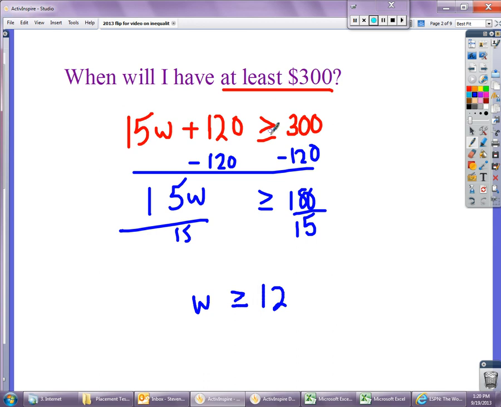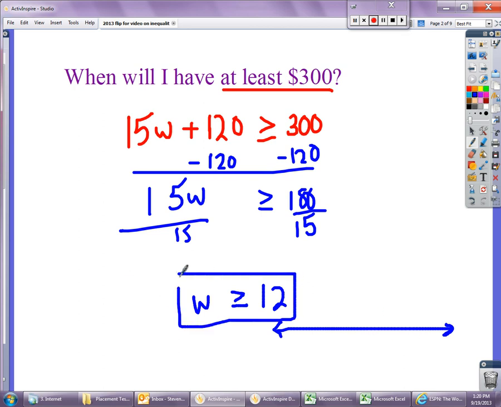And that makes sense, because at 12 weeks, you're going to make $300. Well, if you add another week, like say you worked 13 weeks, you're going to have more than $300. So this would make sense. If you want to have at least $300, you could have a 12. So W is greater than or equal to 12. This is the answer, but we want to represent it graphically. We're going to graph it so we can see it visually.